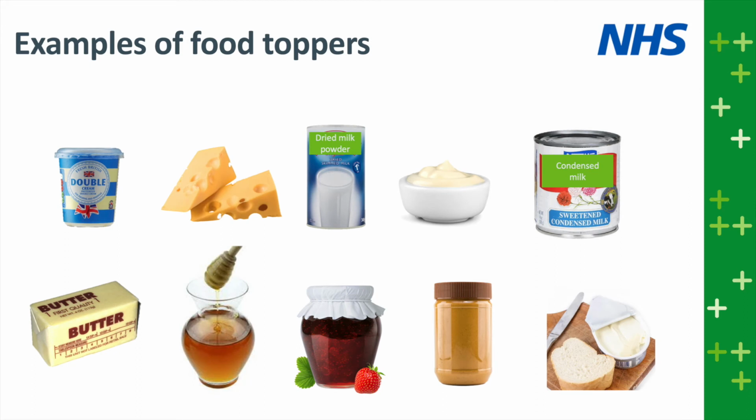So here are some examples of some good food toppers. We've got cream, which you could add to things like porridge or serve with fruit or cake. Cheese, which is a really good source of nutrients, whether it's grated on pasta or potato dishes. Dried milk powder, and we'll talk a little bit later about how you can use that to fortify milk. Condiments such as mayonnaise, as well as chutneys and pickles. Condensed milk, butter, sweet condiments such as honey, jam, fruit compotes, nut butters, and cream cheese.